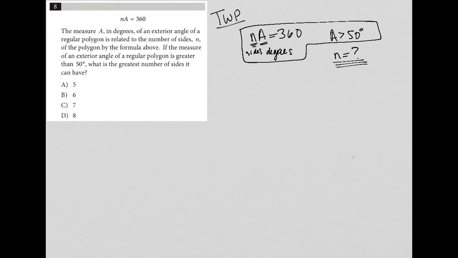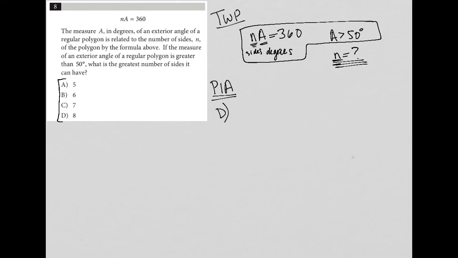Okay. So what I like to use here is another strategy called plug-in answers. I know that I can use this strategy because the question is asking me for the value of a single variable, N, and all of my answers represent that single variable, N. So I'm going to try choice D first.